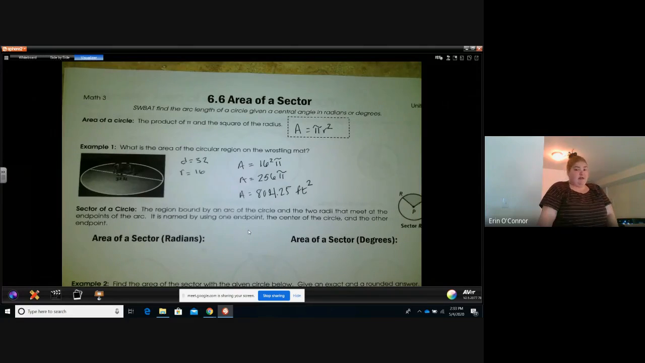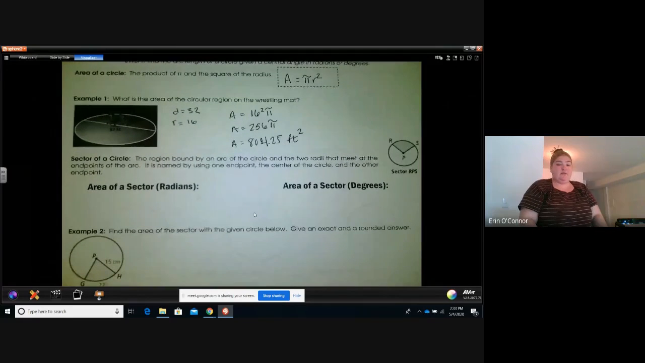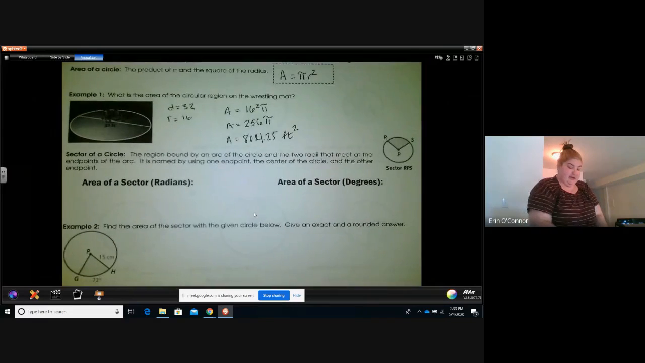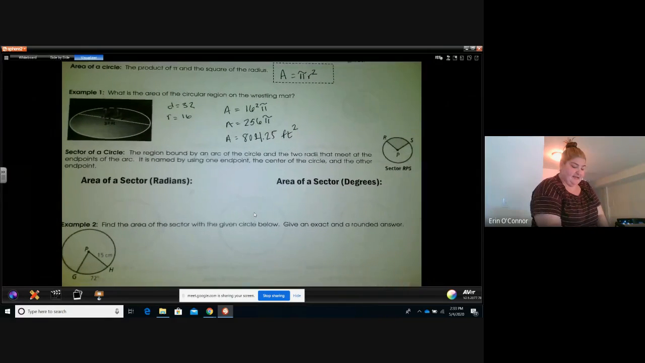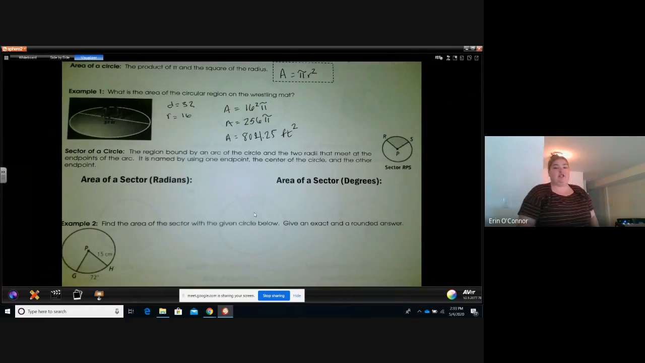So now that we've done that, what if we wanted just half of this or a portion of this? We want a sector of a circle, the region bound by an arc of the circle and the two radii that meet at the endpoints of the arc. It is named by using one endpoint, the center of the circle, and the other endpoint. So like this is sector RPS because it is encompassing that shaded area right there. Generally, it is going to show a shaded area.